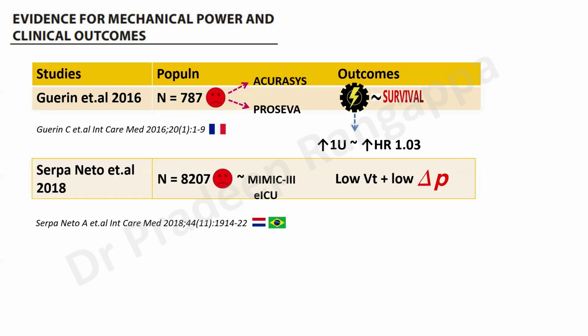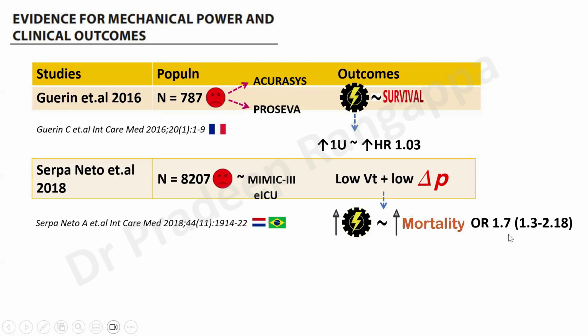This is the big study which I did mention, which came from the PROVENET Investigators, Serpa Neto et al., 2018. This is the largest study, 8,207 patients from the big databases called the MIMIC database and the eICU database, where they showed these patients were on low tidal volume and low driving pressure. But what they showed is that if mechanical power was high, even in these patients, so now we cannot take comfort saying I'm maintaining low tidal volume and low driving pressure. If mechanical power is high, there was an increase in mortality, and that was statistically significant.